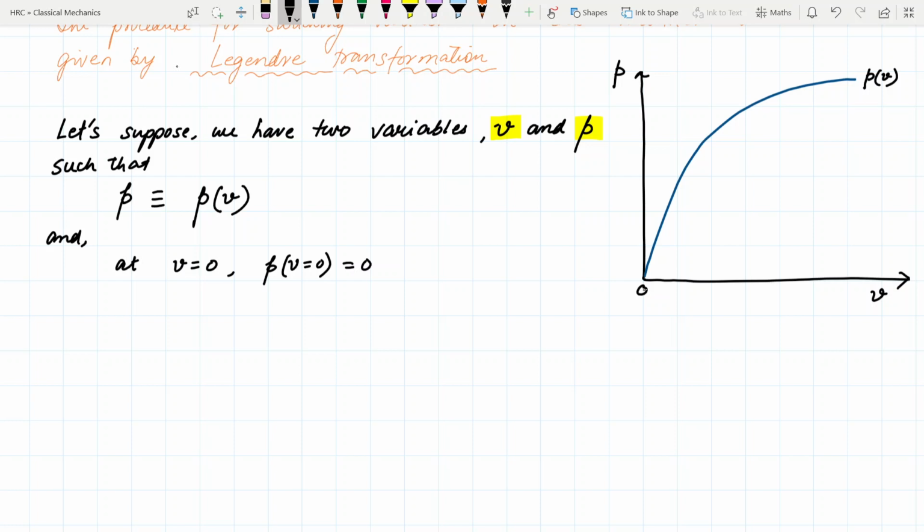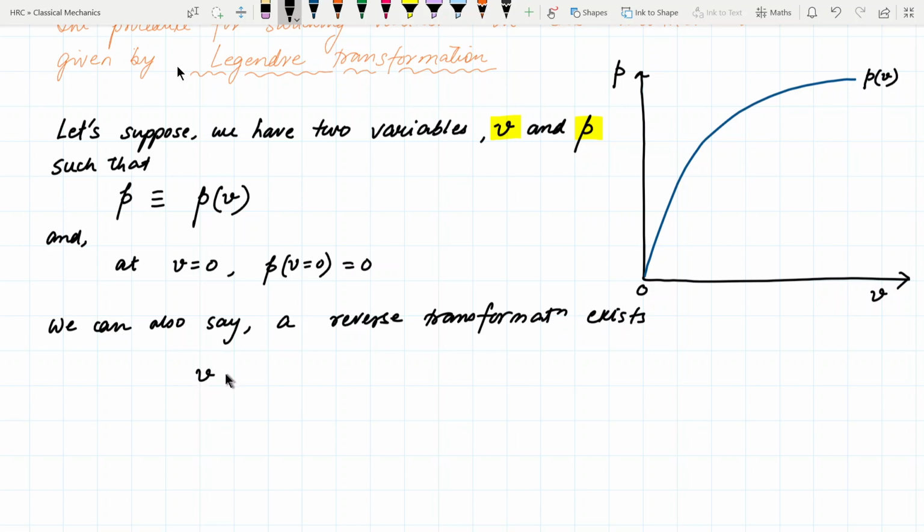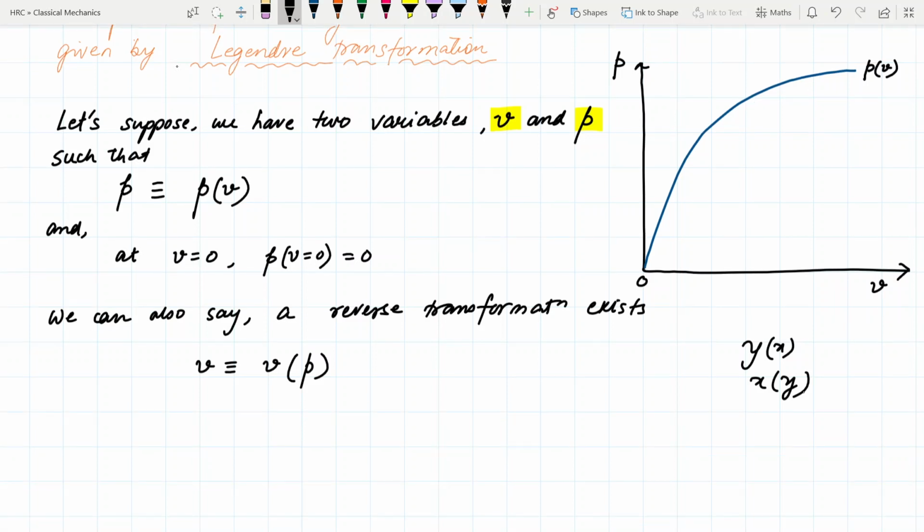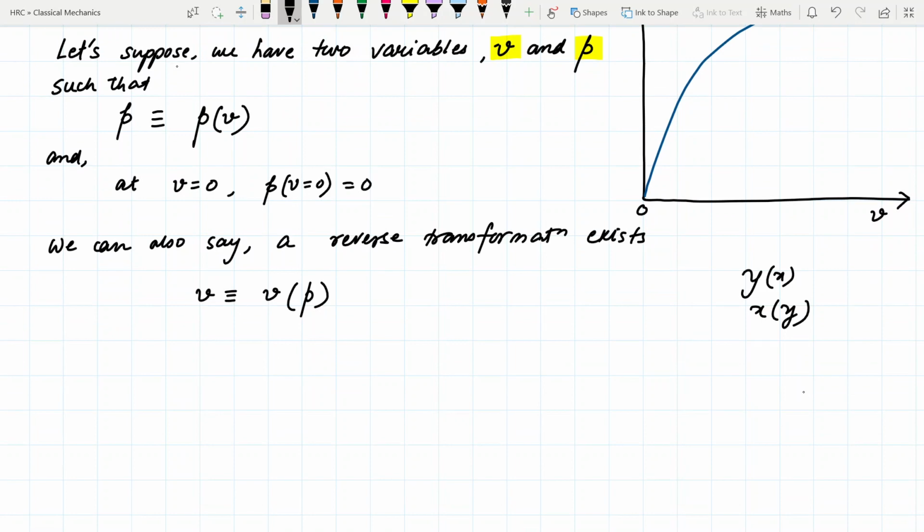So if there is such a functional relationship, then we can also say a reverse relationship exists. We can also say reverse transformation exists. That means V can also be written in terms of P. Okay, if y can be written in terms of x, then x can be written in terms of y. As simple as that, because both have some relationship with each other, some kind of a single valued function is there, so you can write it in terms of this. All right, so if P can be written in terms of V, then V can also be written in terms of P.